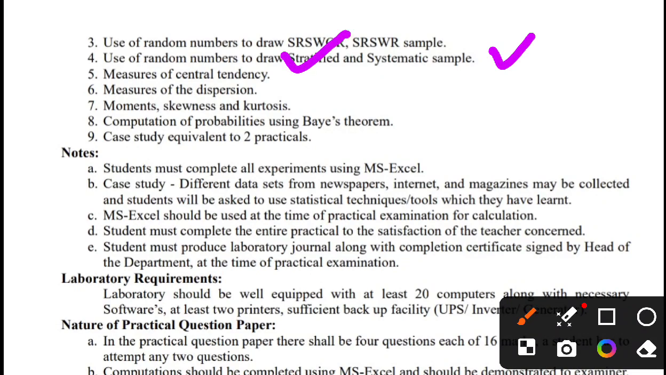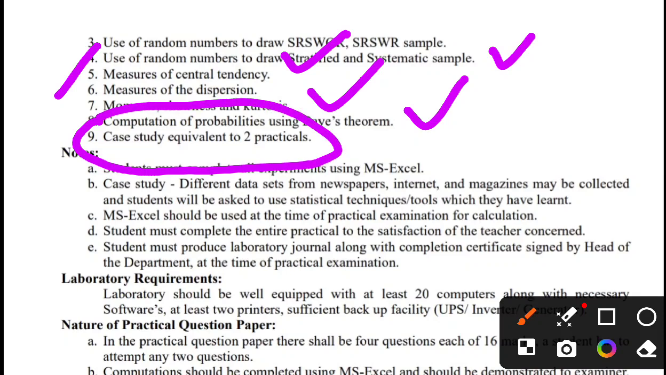The next is related to measures of central tendency, measures of dispersion, moments, skewness, kurtosis, and computation of probabilities using Bayes theorem. Then experiments number 9 and 10 are related to the case study, and the case study is of 8 marks. You need to submit the report on the case that you have conducted.